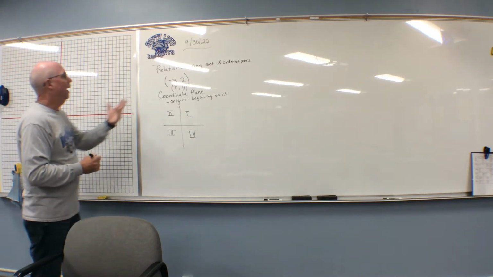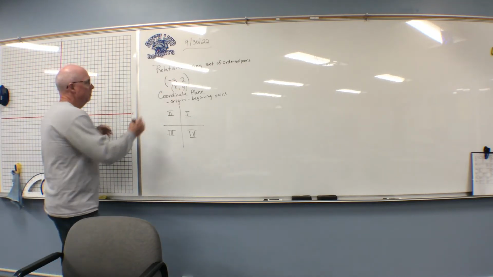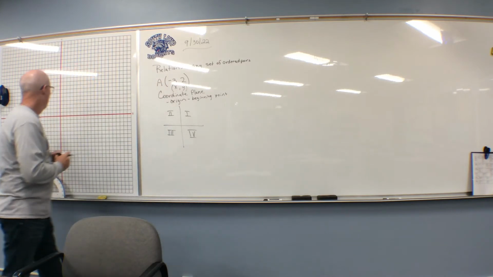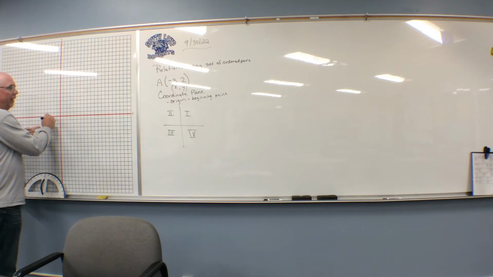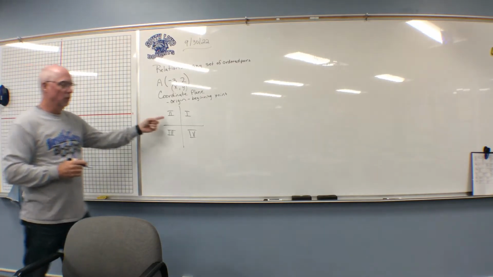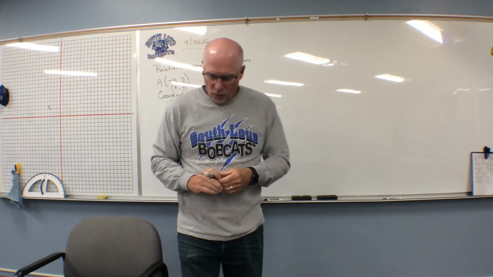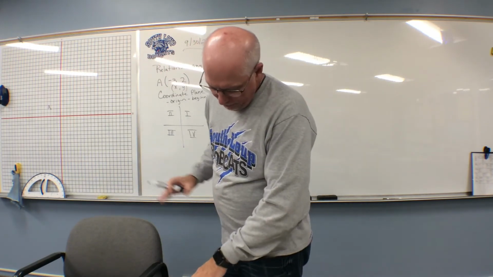So if I'm going to graph this point, and we can call this point maybe A, I'm going to graph a -3, 2. So I'm going to start at the origin, I'm going to move 3 places to the left, and then up 2. So this is point A, and it is in quadrant 2, Roman numeral 2. So that's how we graph those, and this is a relation.